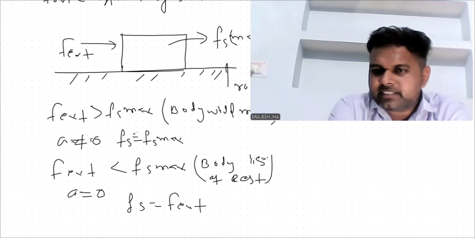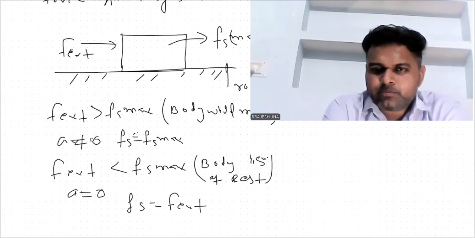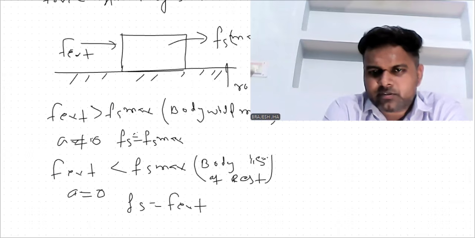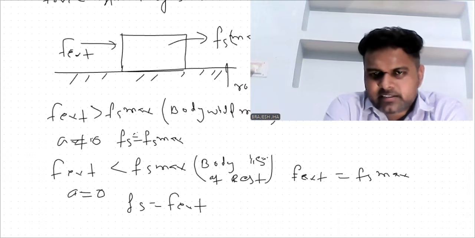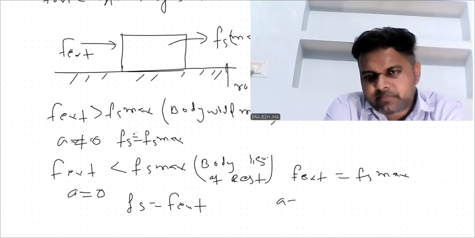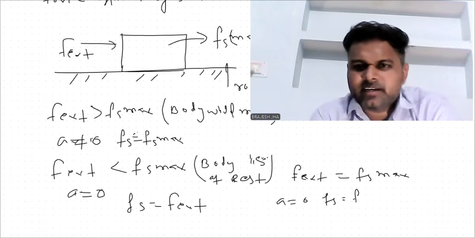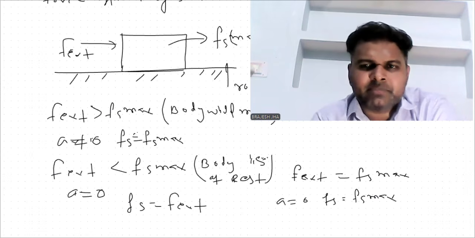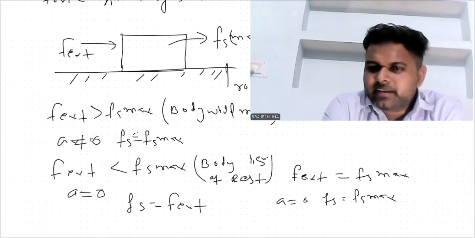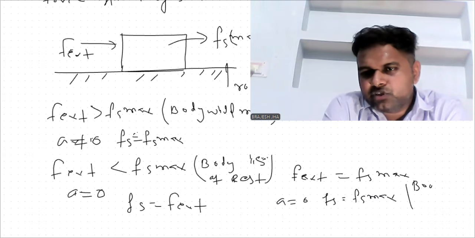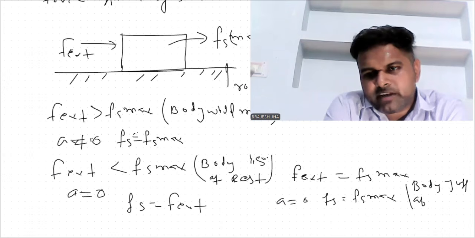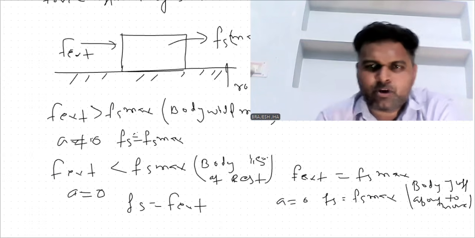But what about the next portion? The next portion is very simple. F external equals Fs max. In this case, again, acceleration is 0 and Fs will be Fs max. Sir, it is very similar to F external greater than Fs max, why are you writing it separately? Very simple. In this case, the body is just about to move. About to move means the body will move.